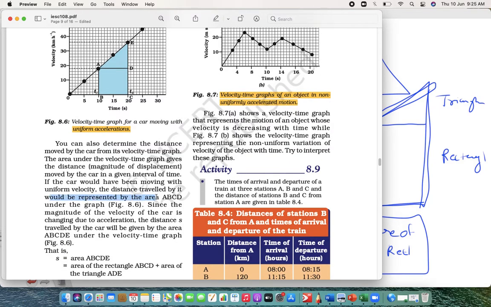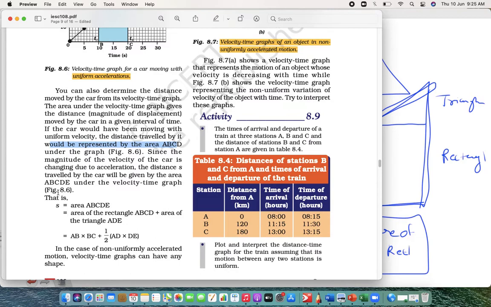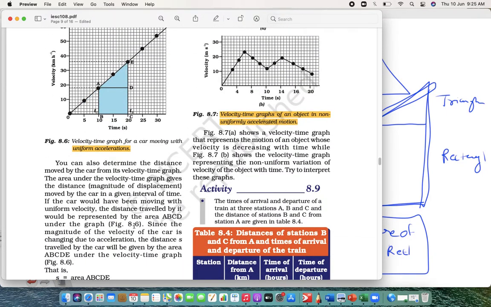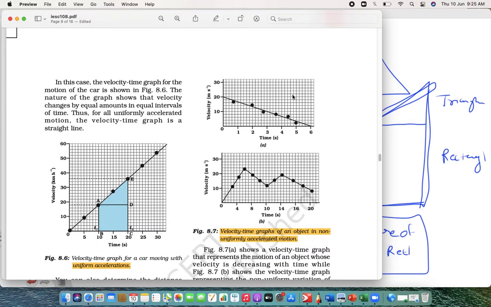As I told you, it can be represented by the area ABCD. So see, they have represented ABCD. So area of rectangle plus area of triangle. You know the area of a rectangle is length into breadth, and the area of a triangle is 1/2 base into height. Clear? So this is how. Now the next thing, if you see these two graphs, the first graph is a retarded motion. Why it is called retarded motion, as I told you, is that the speed is decreasing, right? And in the second one, if you see, it is zigzag. The zigzag means it is non-uniform motion.